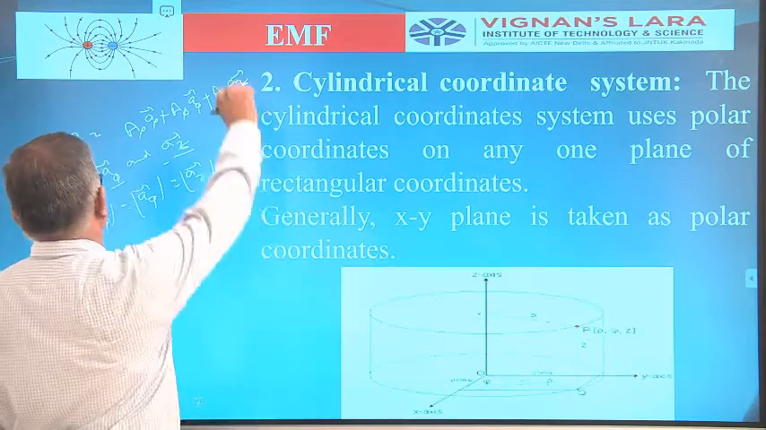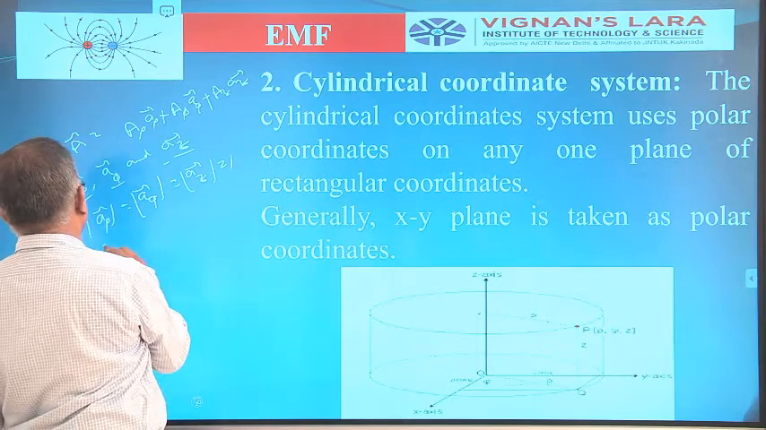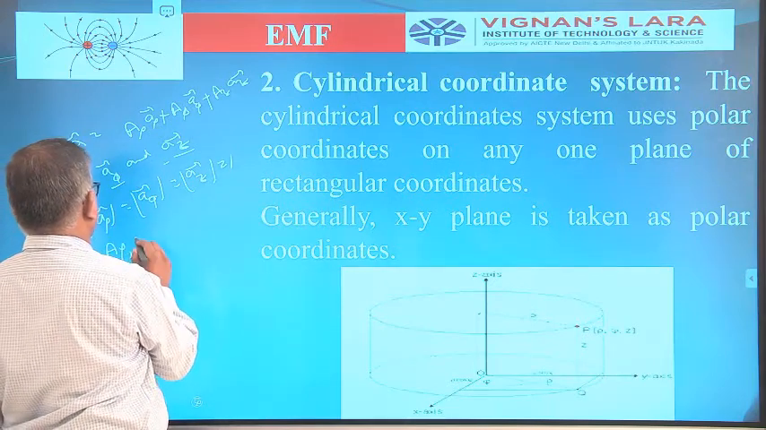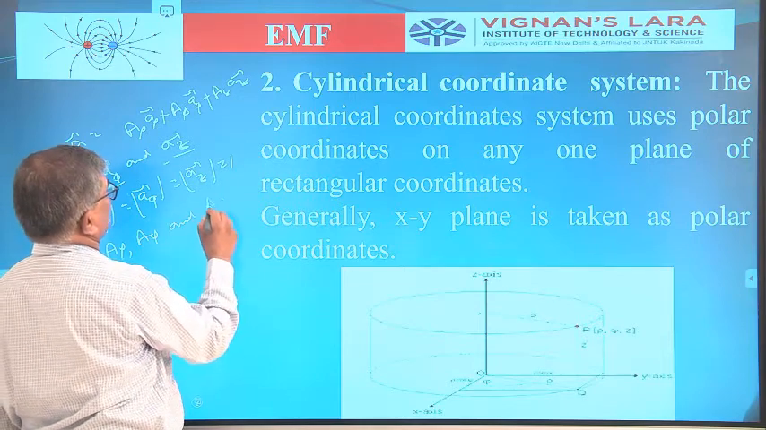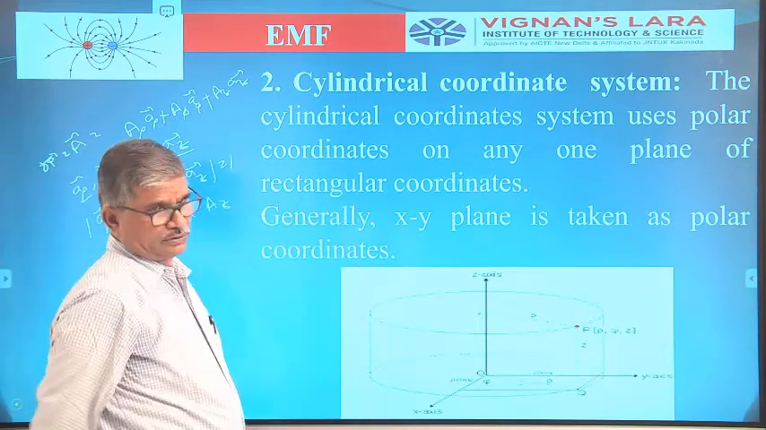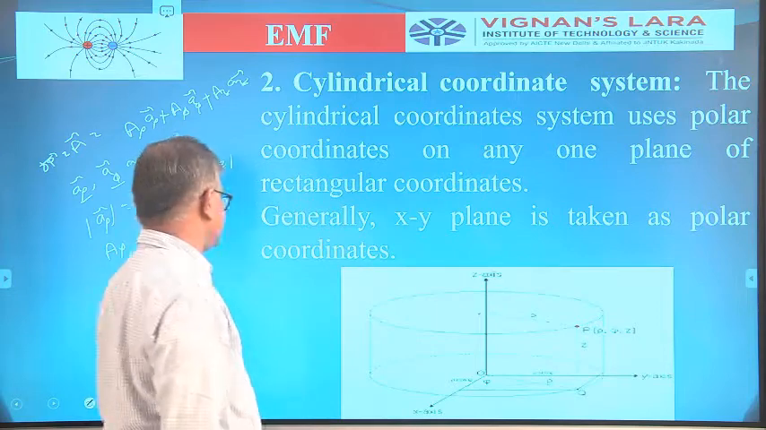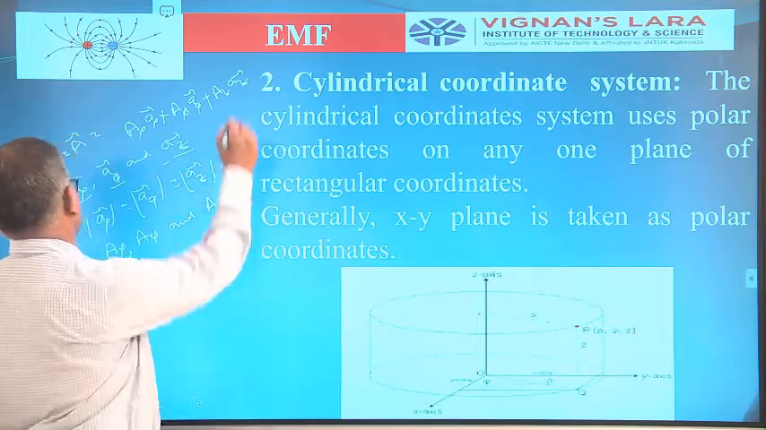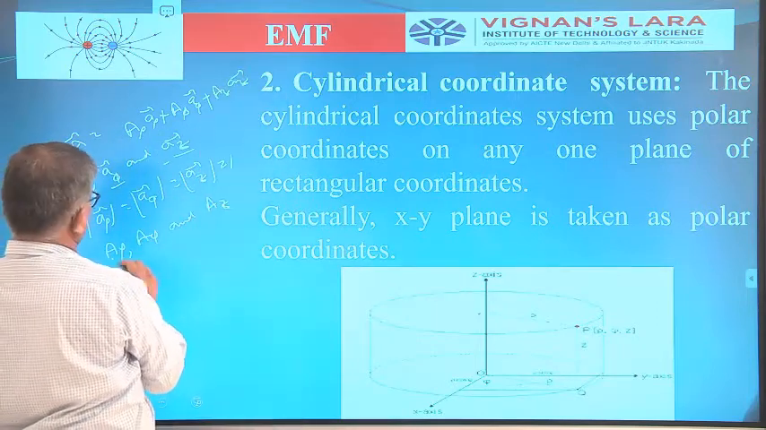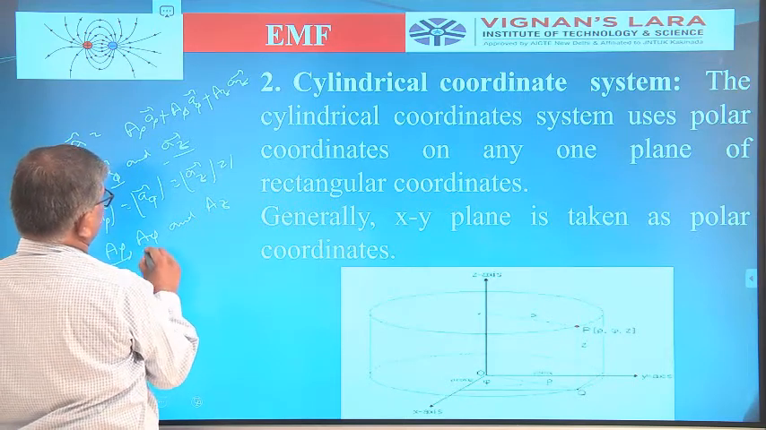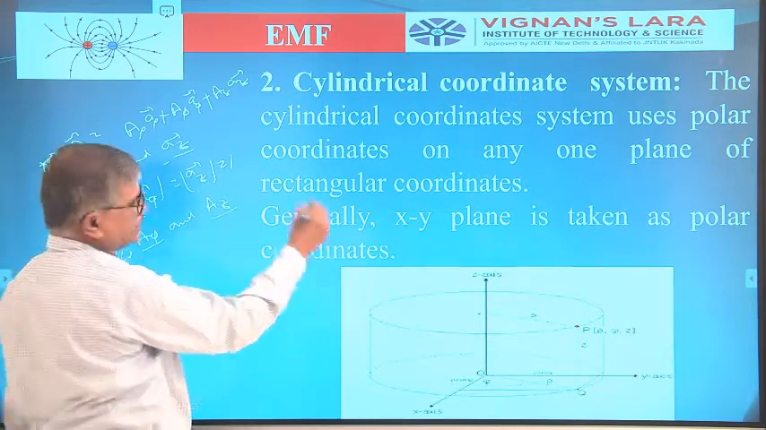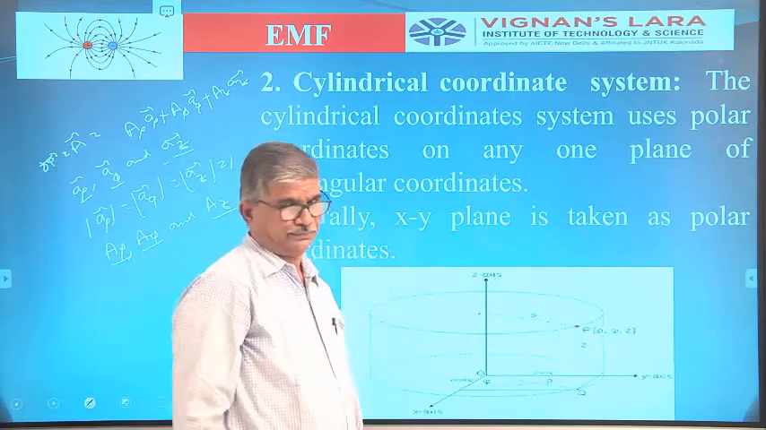So here A rho, A phi and Az are called components of the vector along the radial direction, phi direction and z direction.